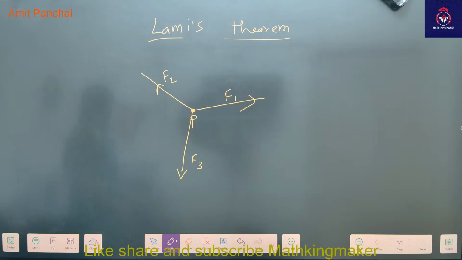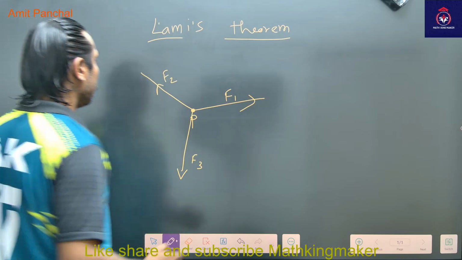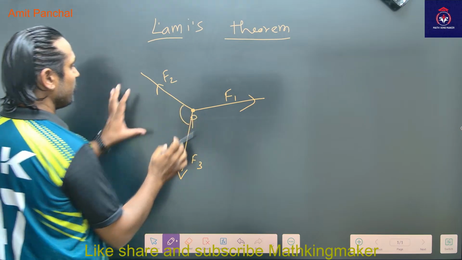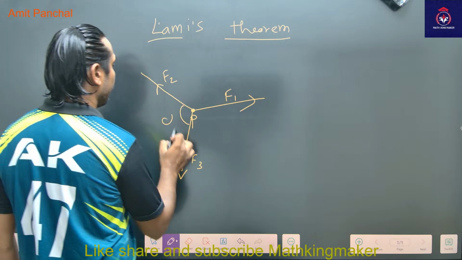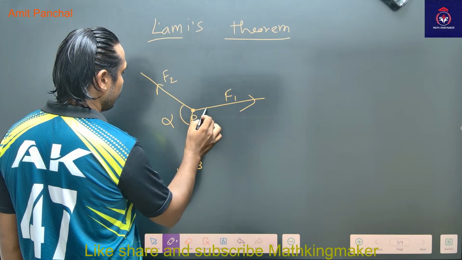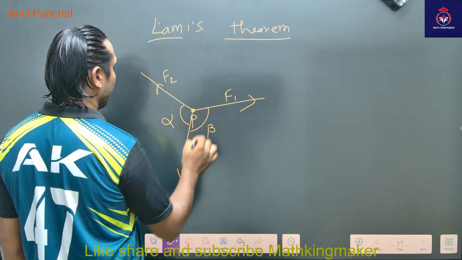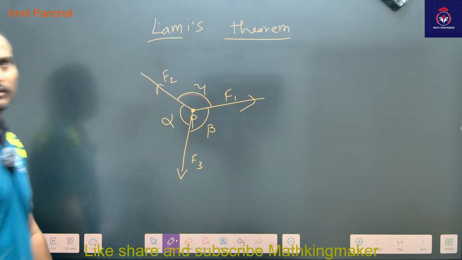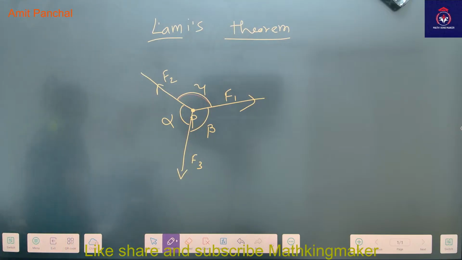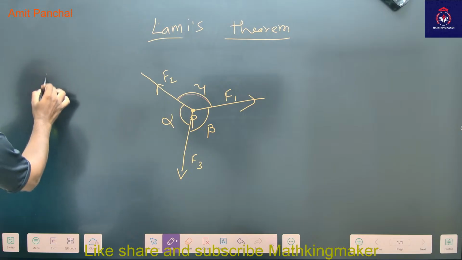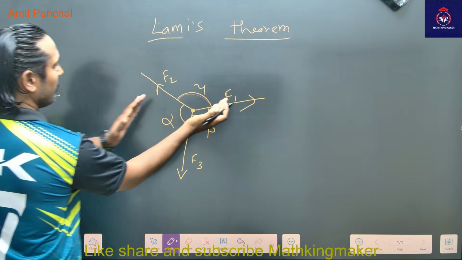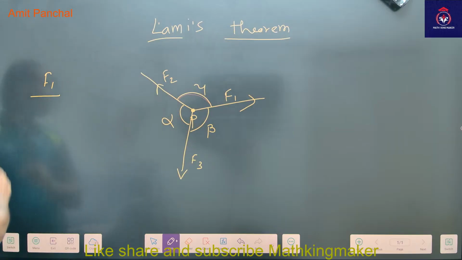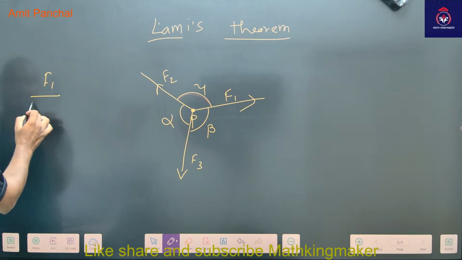So, what Lami's theorem says, let us say the angle between F2 and F3 is alpha, and between F1 and F3 the angle is beta, and the angle between F1 and F2 is gamma. So, what Lami's theorem says is that F1 upon sine of the angle in front of F1. The angle in front of F1 is alpha, so F1 upon sine alpha.